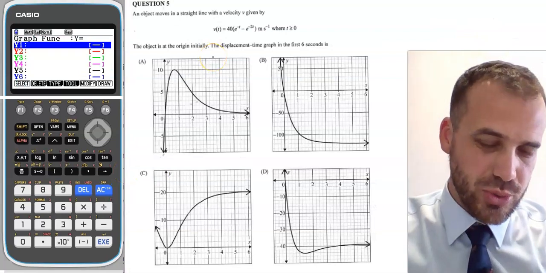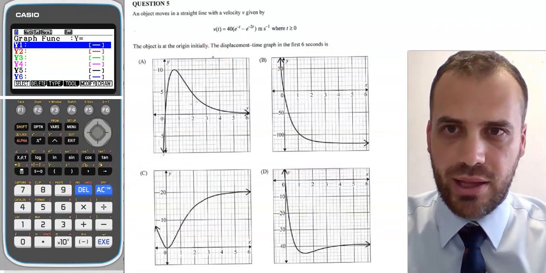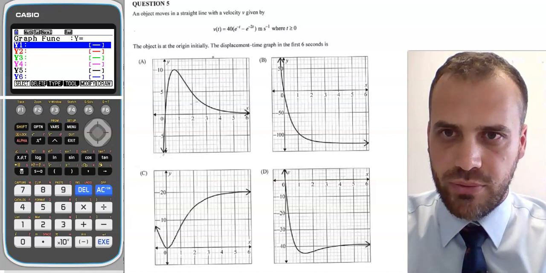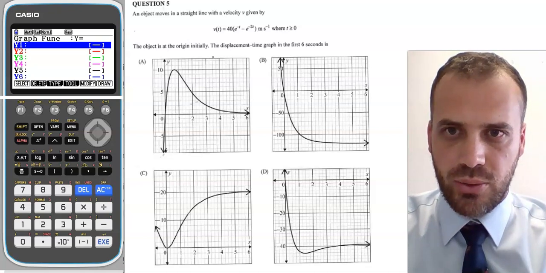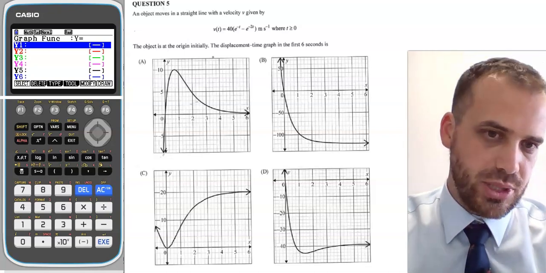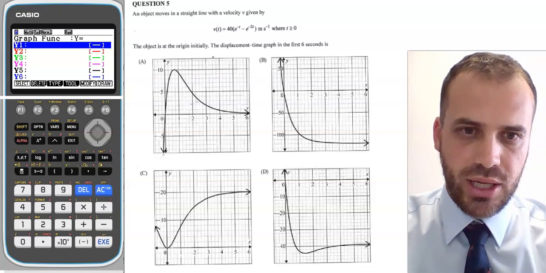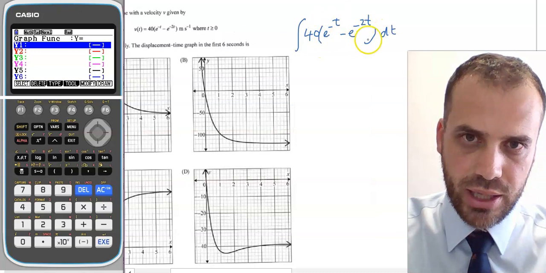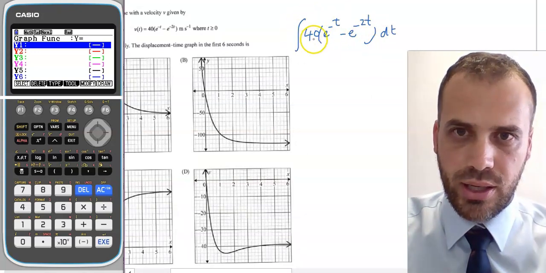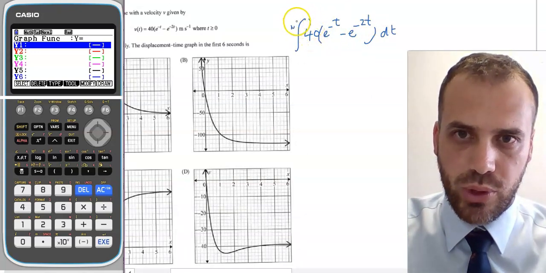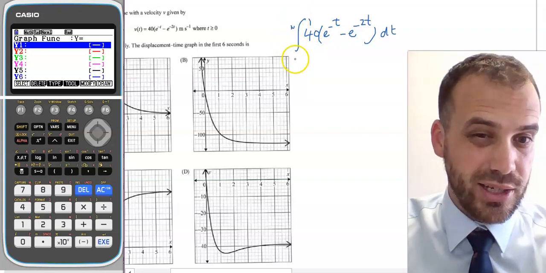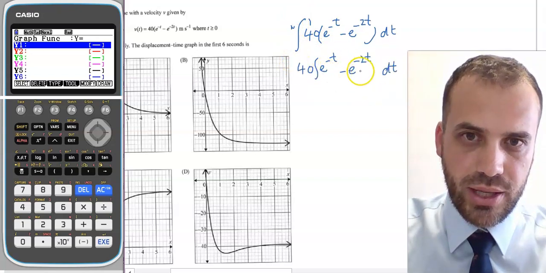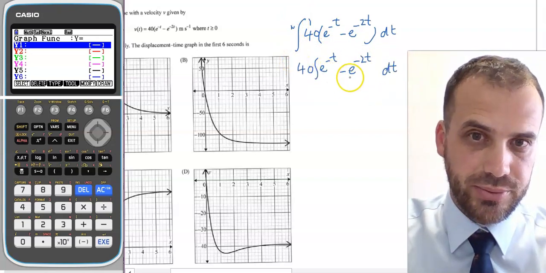Question 5, and it's the first one. You've really got to put pen to paper here and think a little bit. We're given a velocity function and we're asked to find the displacement function. So we're going to have to integrate that. Looks something like this. There's some brackets in there. Now, it's going to be easier if you bring the 40 out the side here, so that we can just integrate this and integrate that.